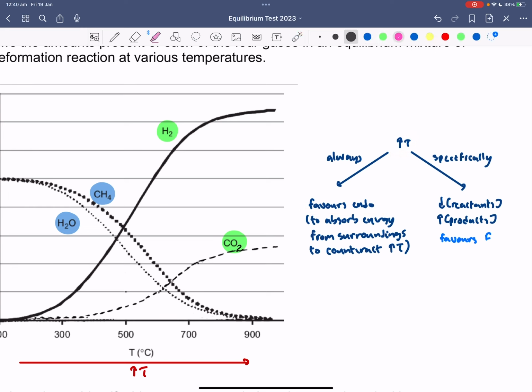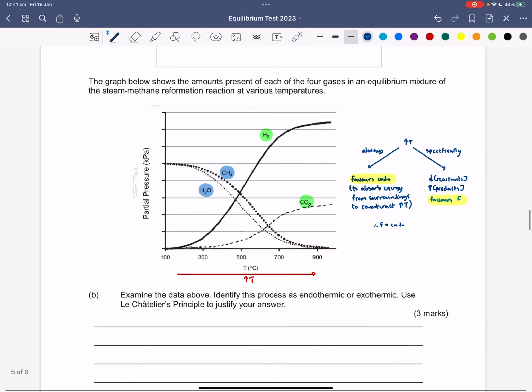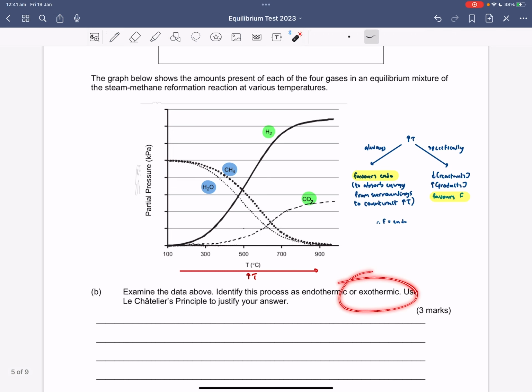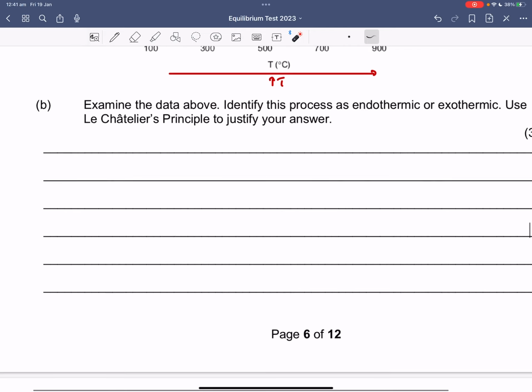So we can link those two things together. Favors endo, favors forward. Therefore, the forward reaction is endothermic. Therefore, forward is endo. That's exactly what this question is asking: identify the process as an endothermic or an exothermic process and use Le Chatelier. So I've got a flowchart version of it. I just need to write the flowchart in written words.